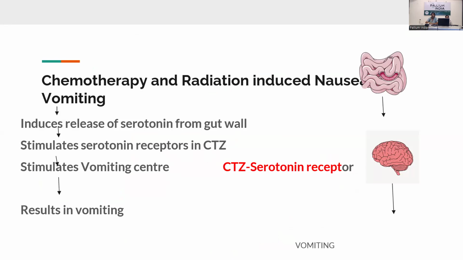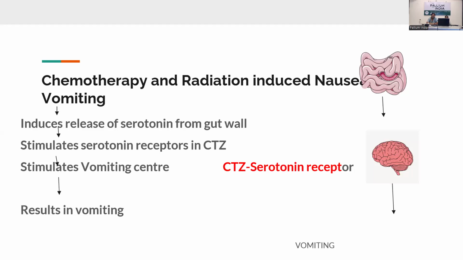Okay, why do chemo patients and those patients receiving radiotherapy get vomiting? You know what happens when they take some chemo drugs? It will go to the intestine. It induces a release of serotonin from the gut wall. So when a patient takes a chemotherapy drug, the gut wall will release serotonin.